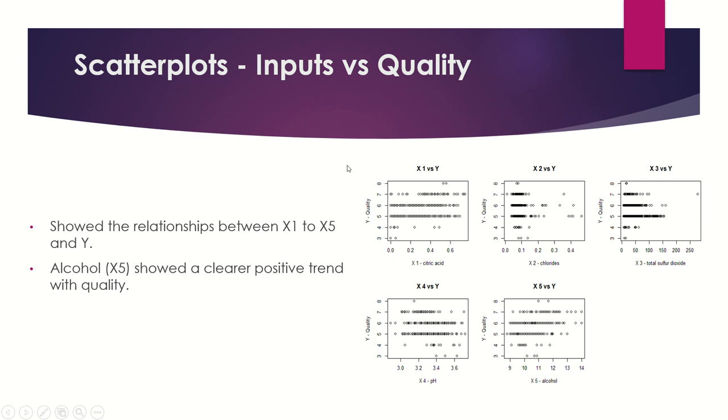Scatter plots of input versus quality showed the relationship between x1 to x5 and y, which is quality. Alcohol x5 showed a clearer positive trend with quality.